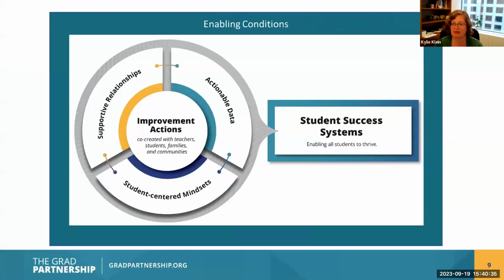Next slide. So this is a visual of the model of our 4 essential components. Hopefully some of you have seen this before. We have our supportive community relationships, holistic real-time actionable data, the adaptive analysis, response, and improvement system, and a shared set of student-centered mindsets. All of these reside in the enabling conditions that district leaders foster.